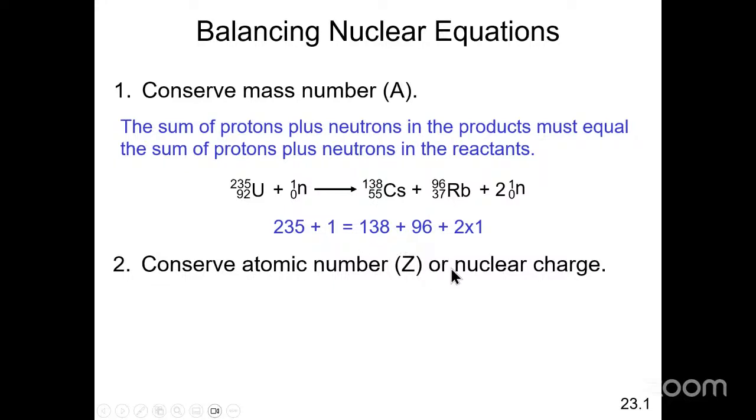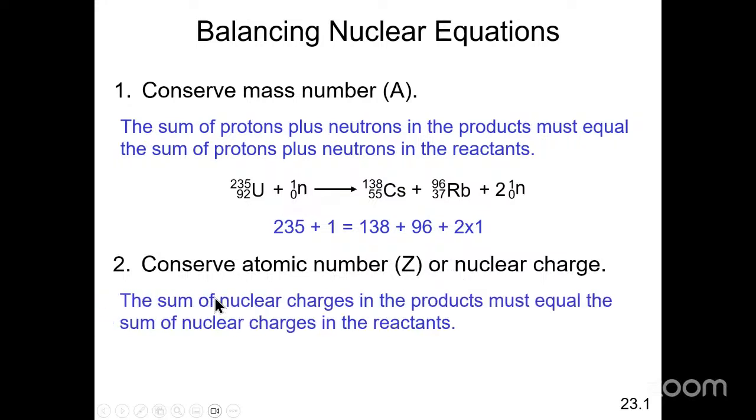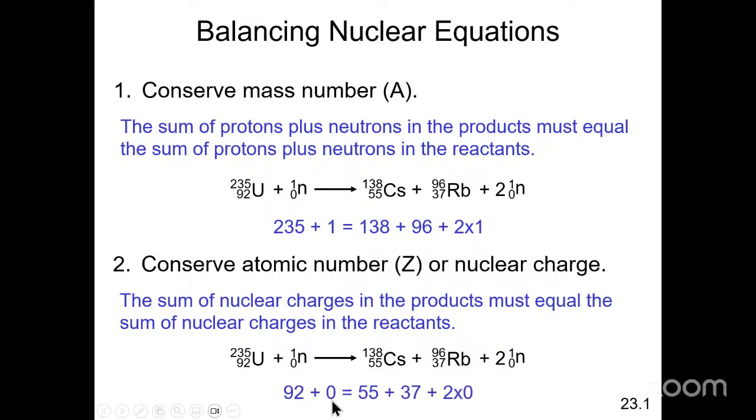And then the atomic number must be conserved as well. In other words, the total sum of the atomic numbers on the left side must be equal to the total sum of the atomic numbers on the right side, right? So in this example, if you add up 92 plus 0, and then on the other side you add 55 plus 37 plus 2 times 0, you end up with each side being equal to 92. So therefore, the atomic numbers are conserved as well as the mass numbers. And basically, that's what you look for in balancing nuclear equations, all right?